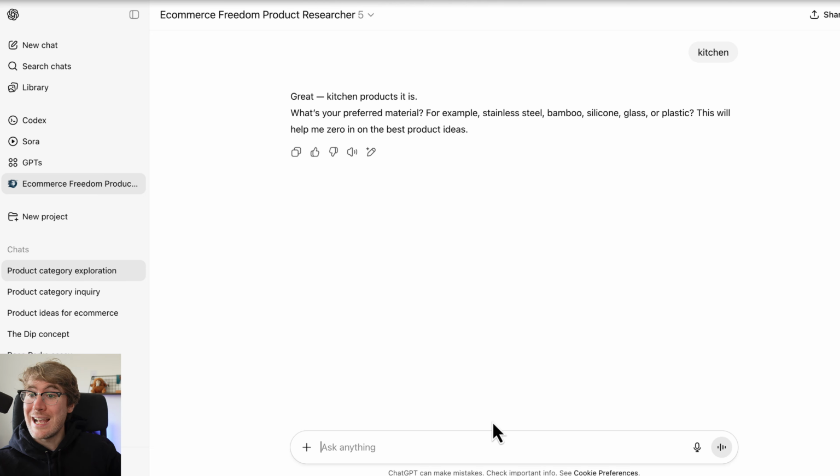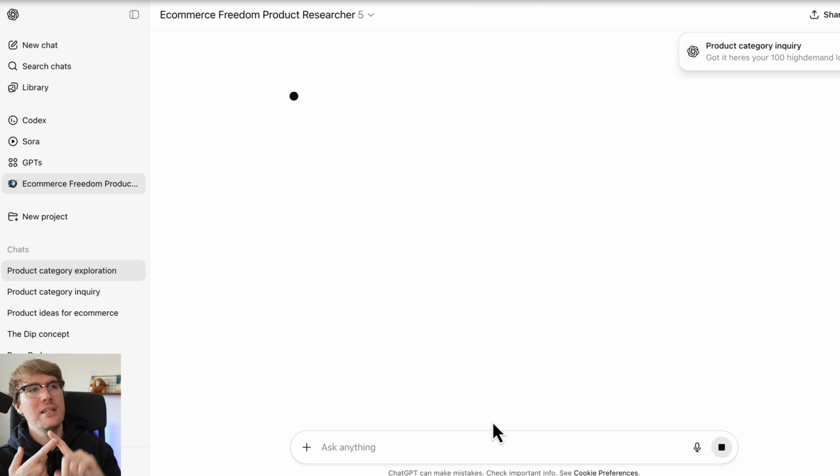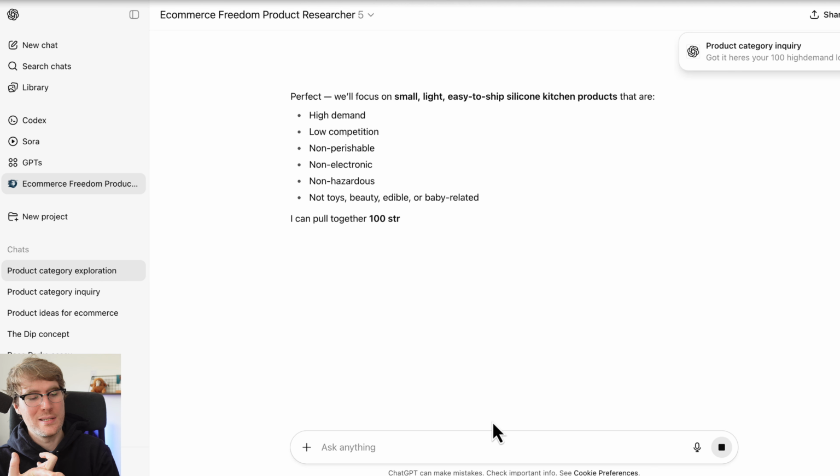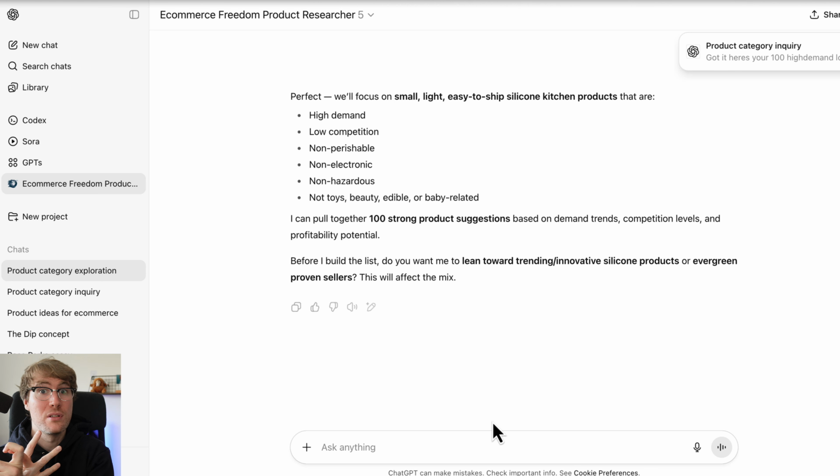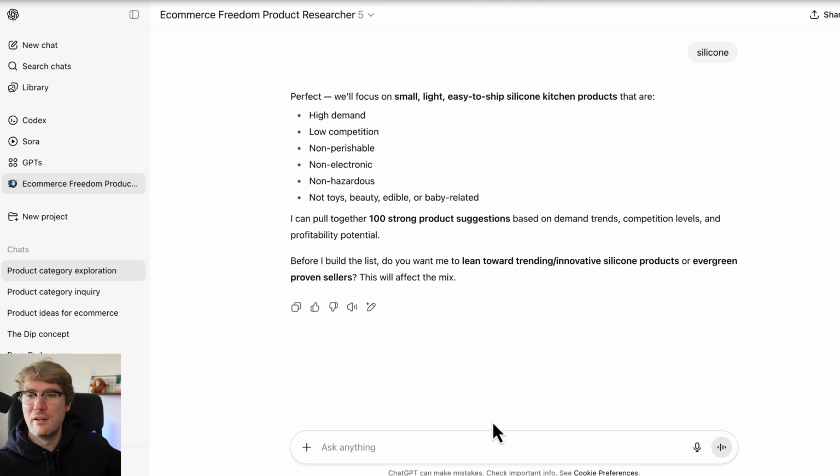So it's asking us for a category. Let's maybe go with silicone. Silicone is very easy to manufacture, and it usually meets food standards, which is really important. And there's just loads of factories producing it, so it can be a great versatile material to work with.